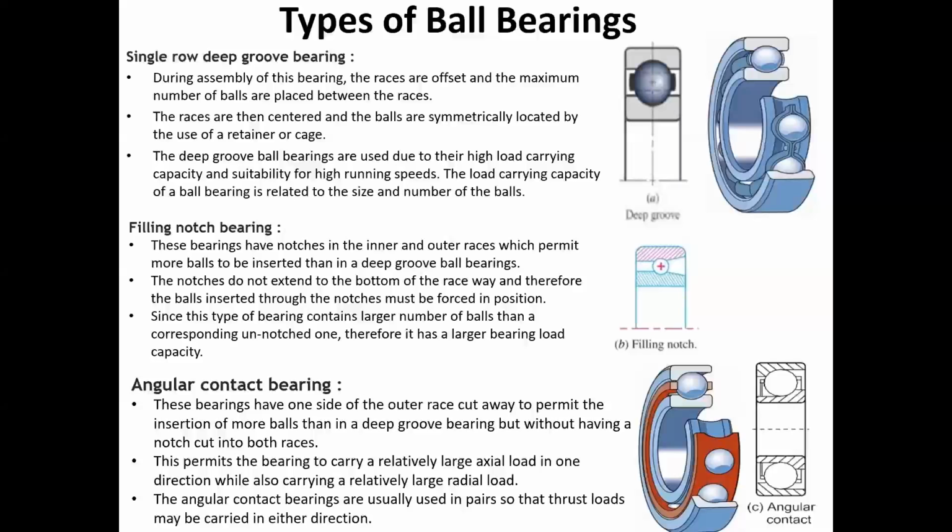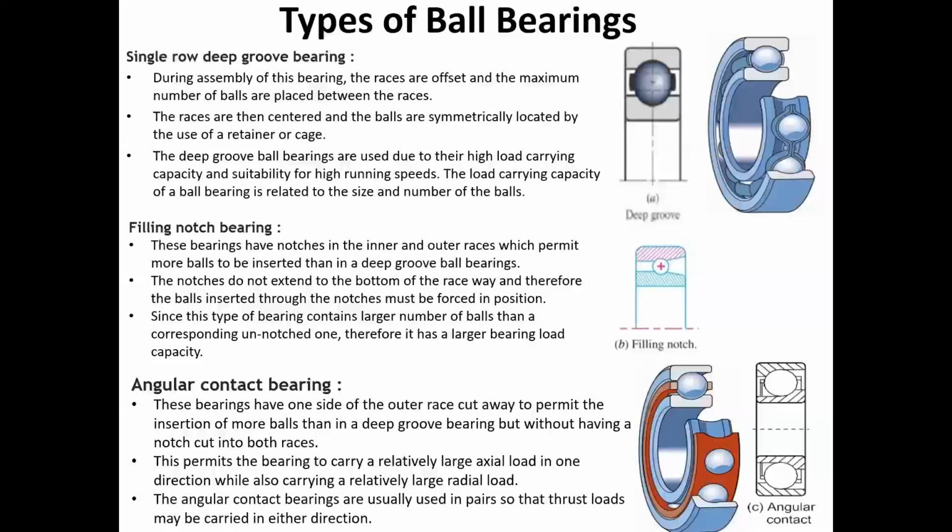So if we talk about the angular contact bearing, these bearings have one side of the outer race cut away to permit the insertion of more balls than in the deep groove bearing, but without having a notch cut into both races. This permits the bearing to carry a relatively larger axial load in one direction while also carrying a relatively large radial load.